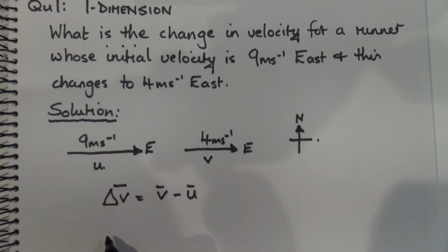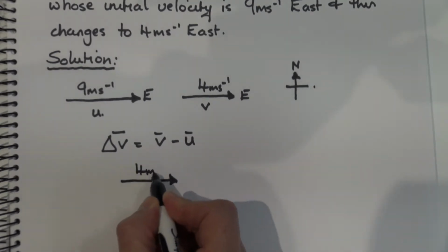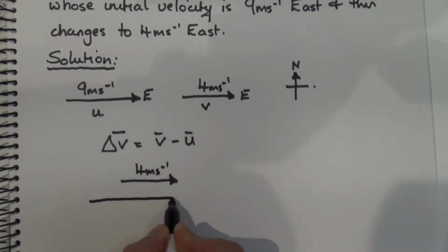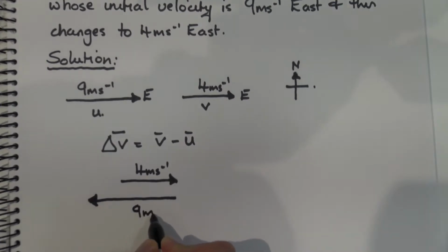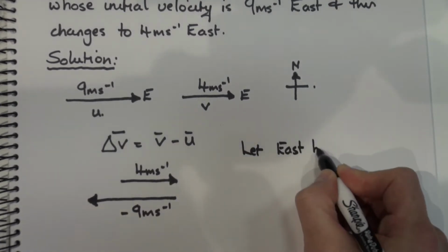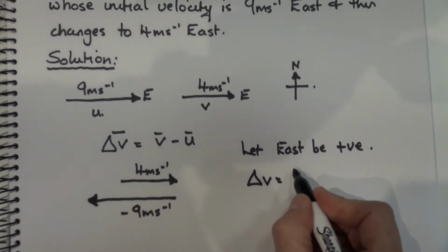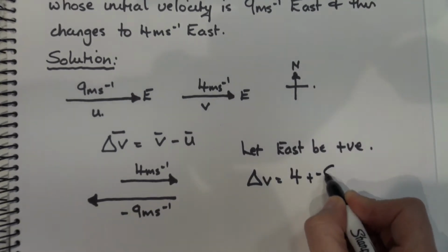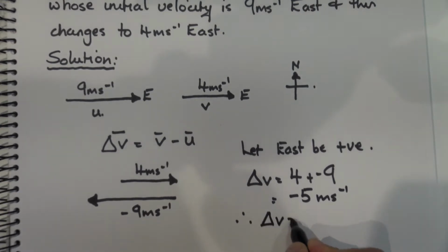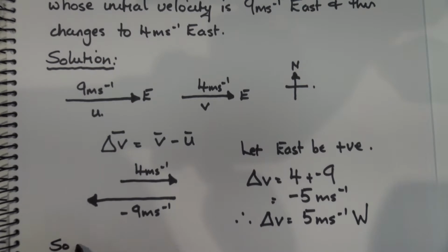We're going to write down v first in our algorithm. So let's put down the v vector, which is 4 meters per second. Then we do negative u, which means we go in the opposite direction. So we're going to go 9 meters per second negative, which means it's going to be west. They're going in the same plane, so let's make east be positive. So delta v will be plus 4 east, plus negative 9 west, which gives us an answer of negative 5 meters per second, or 5 meters per second west.